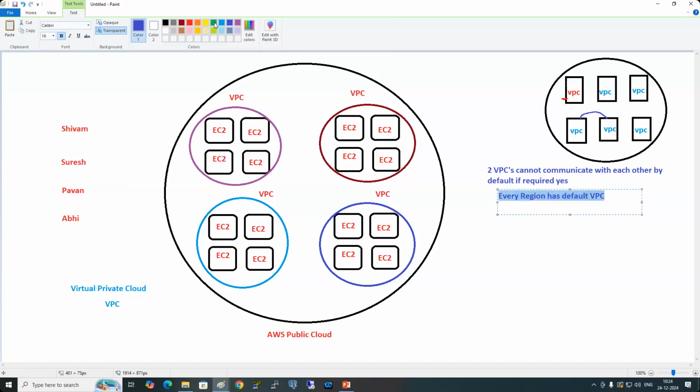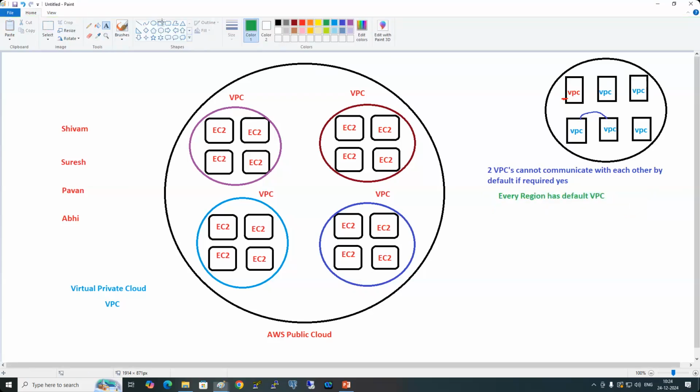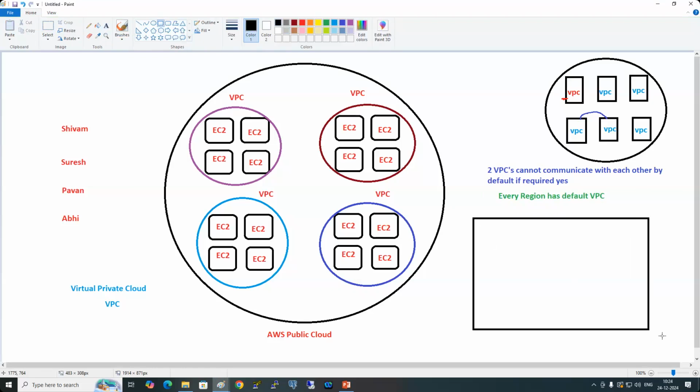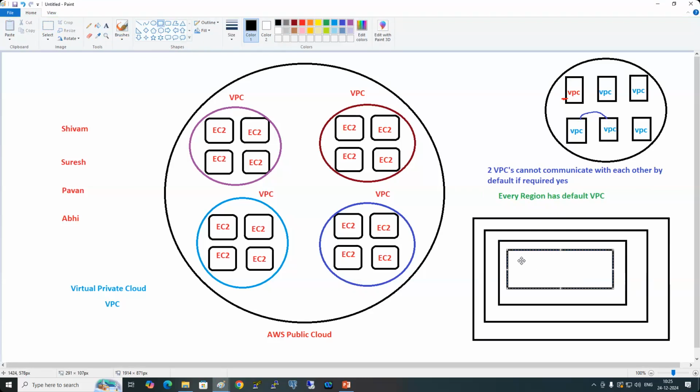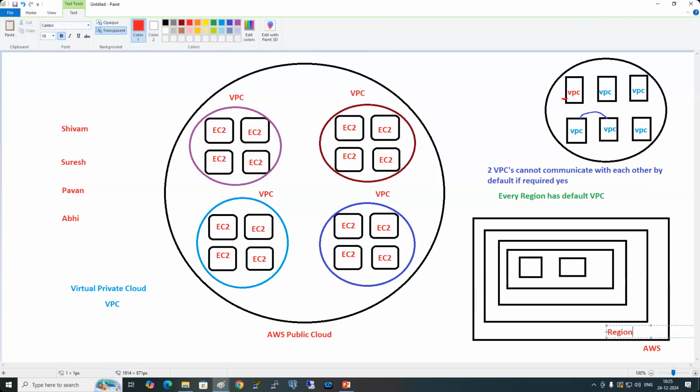Okay, so I'll give you one small diagram for you. Outer layer. You will only tell this. What is the outer layer? This outer layer is AWS. Inside that, what we have? Region. Inside the region, what we have? Before availability zone, what we have? VPC, so you have to secure it or not. And then what we have? Availability zone. And then here, EC2 instance.